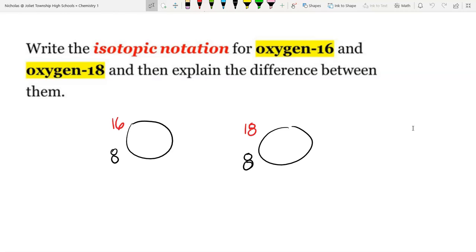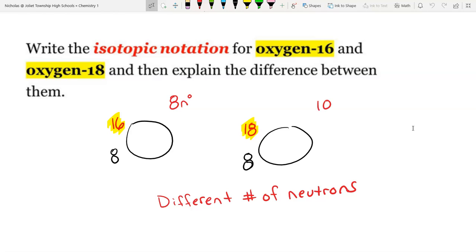Okay, so these are isotopes of each other because they have the same number of protons but a different number of neutrons. So the difference between them would be a different number of neutrons. From the mass number, if we subtract out the number of protons, this would have 8 neutrons. This would have 10 neutrons.